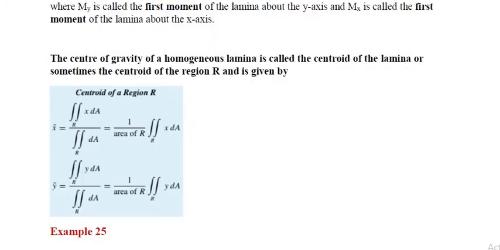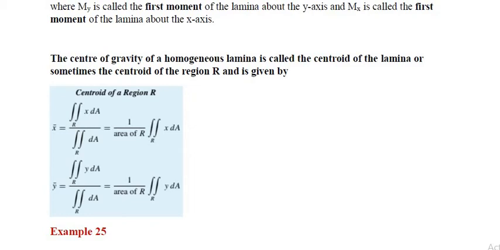The center of gravity of a homogeneous lamina is called the centroid of the lamina, or sometimes we simply call it the centroid of the region R, and it is given as x bar is equal to double integral over R x dA by double integral over R dA, which can also be represented using the formula x bar is equal to 1 by area of R into double integral over R x dA, and y bar is equal to 1 by area of R double integral over R y dA.